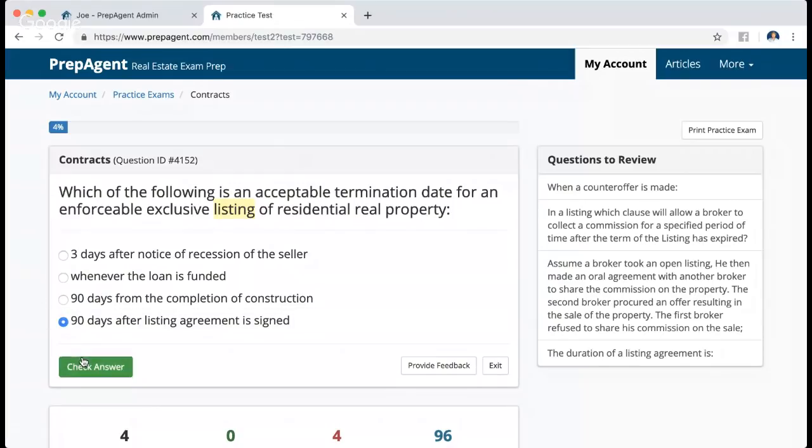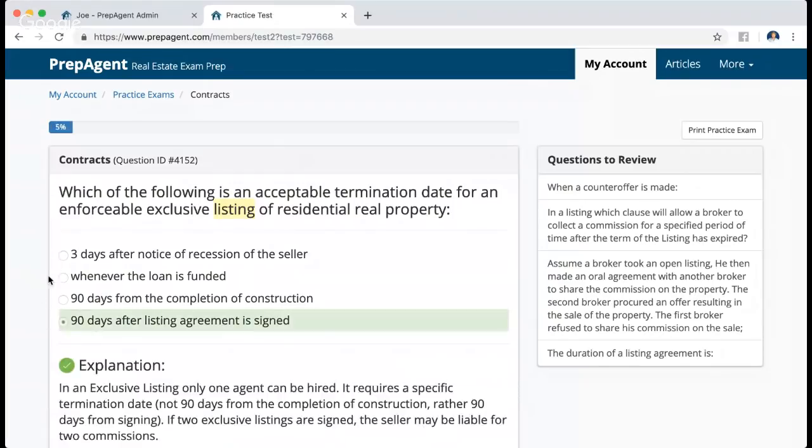The answer is D, 90 days after the listing agreement is signed. Okay, because that's a definite termination date. You guys need a definite termination date. All right, so that's why that's the answer, because the other ones are dependent on another thing happening. This one is only dependent on the date on the contract.